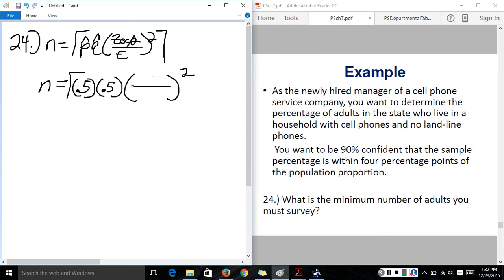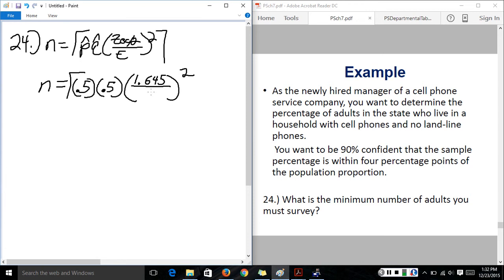Now, z sub alpha over 2. We're interested in a 90% confidence level. So the critical value for a 90% confidence level is 1.645. And if I didn't remember that, I could look it up on the positive z-score page down at the bottom. Right-hand side in the margin, you have common critical values. 90% is a common one.